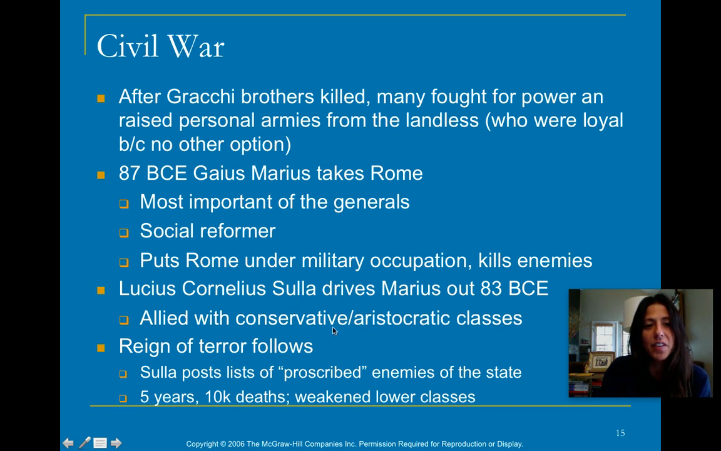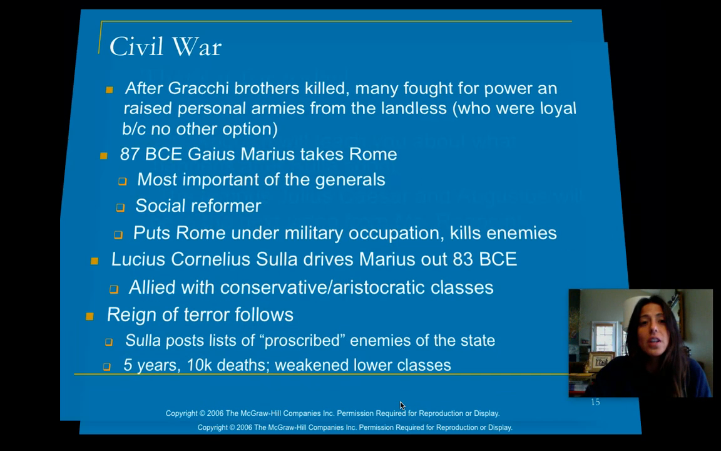So now this is the opposite perspective. This is let's keep everything the same. And he's going to go around instituting a reign of terror where he posts lists of proscribed enemies of the state and tells Roman citizens to kill these people on sight and confiscate their land. So for 5 years after Sulla takes power, about 10,000 people are killed, and the rights of the lower classes are severely weakened. So that broad base of political participation is going to diminish.